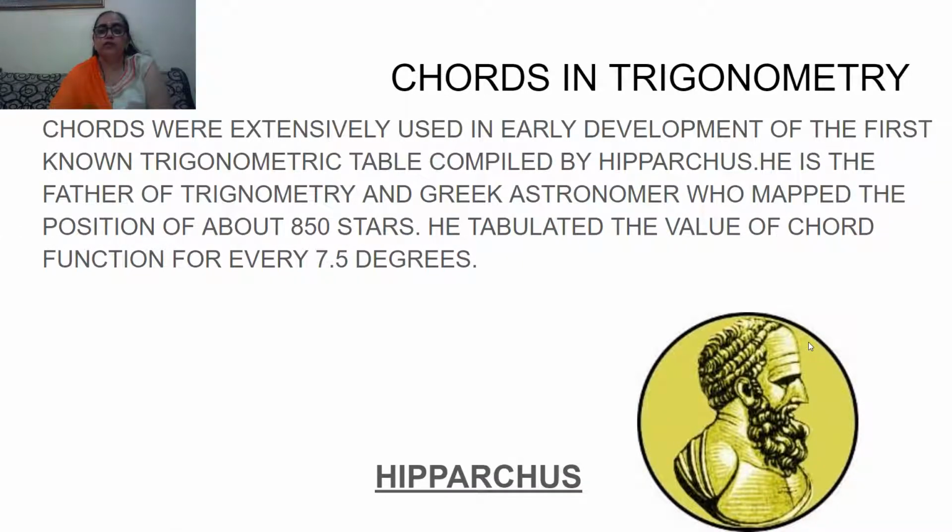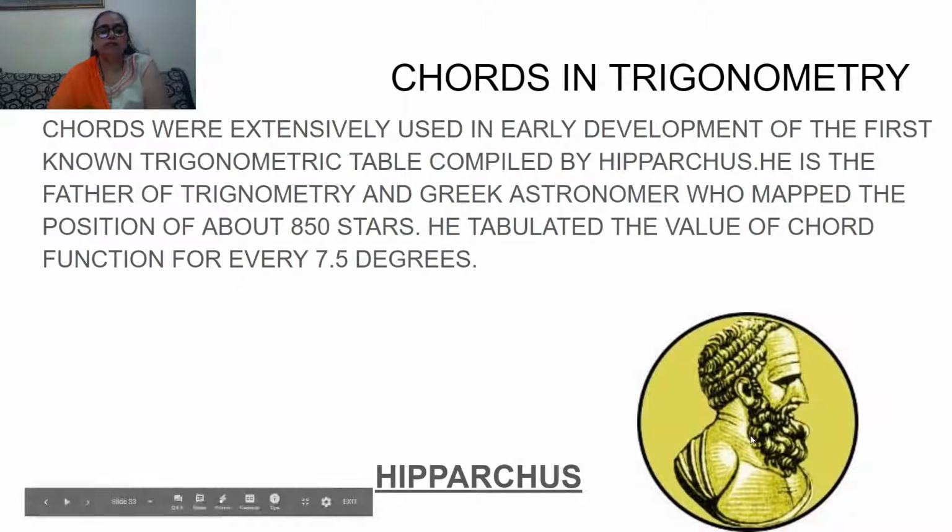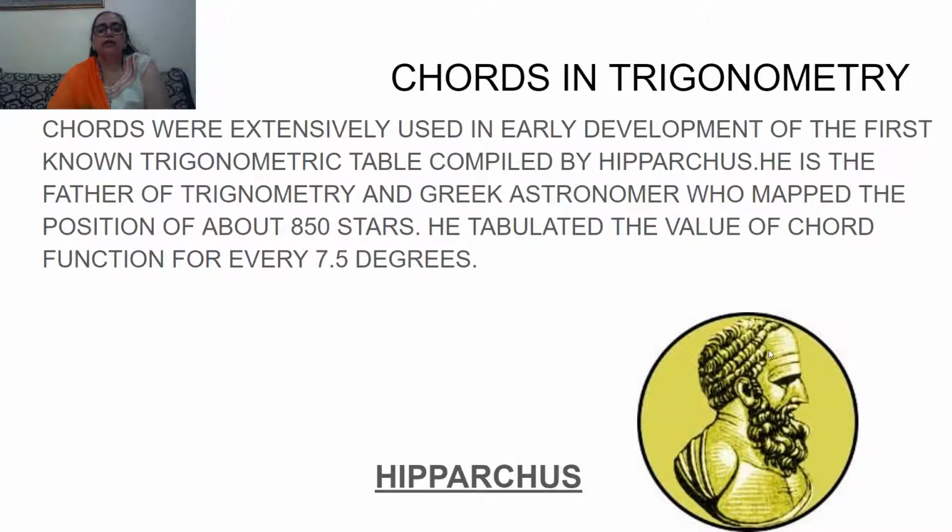Chords in trigonometry. Chords were extensively used in the early development of the first known trigonometric table, compiled by Hipparchus. He is the father of trigonometry and the Greek astronomer who mapped the position of about 850 stars. He tabulated the value of the chord function for every 7.5 degrees.